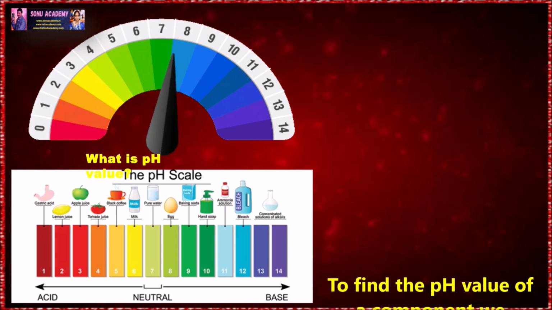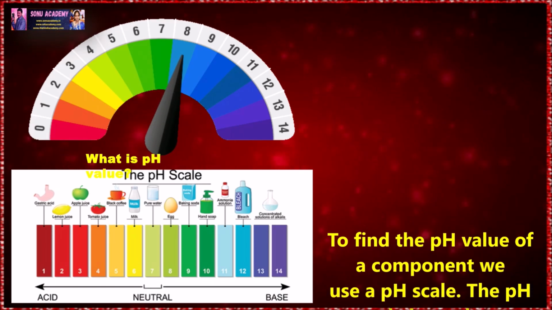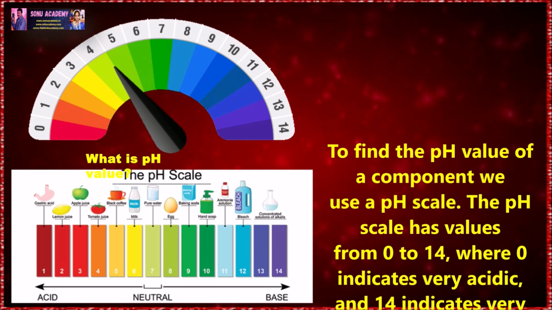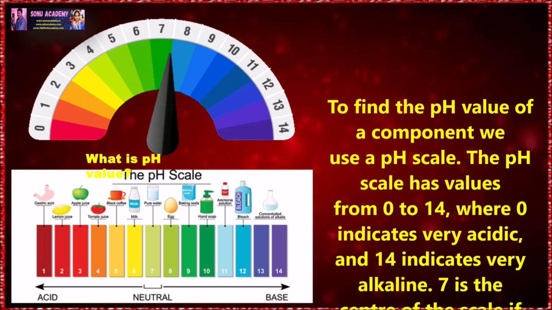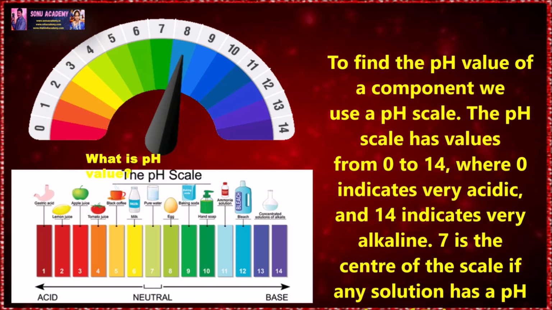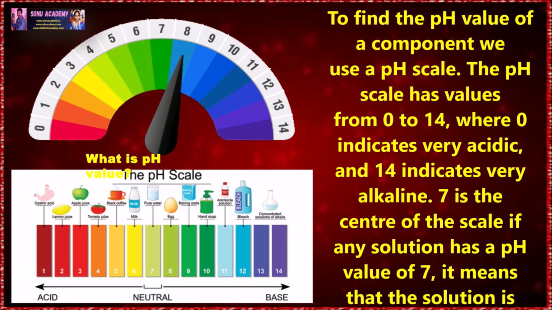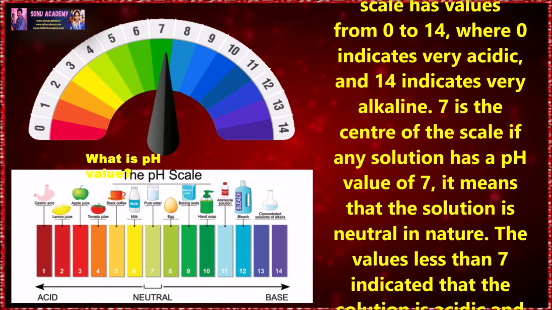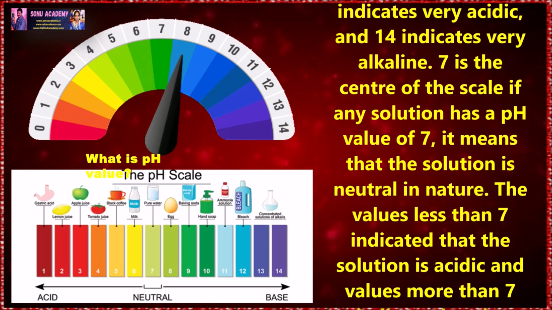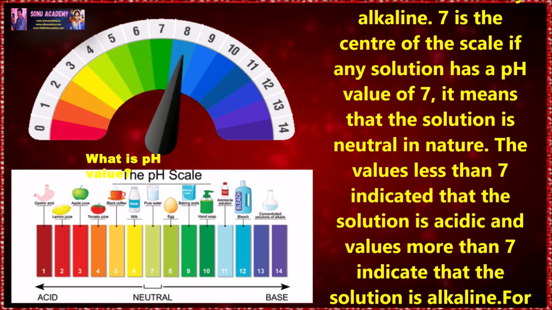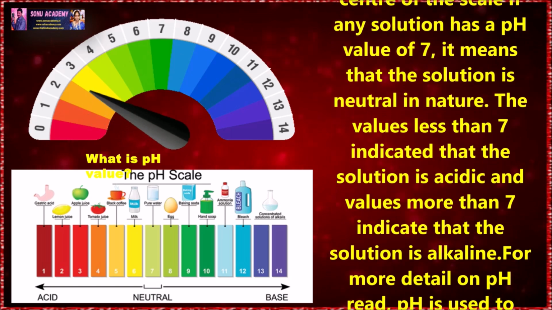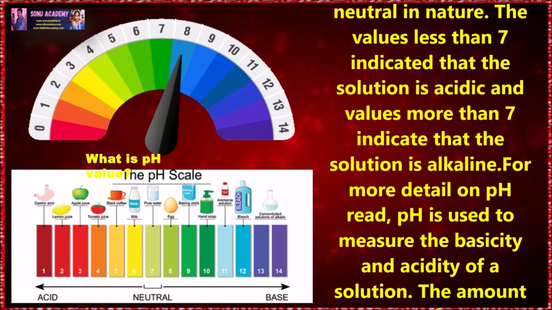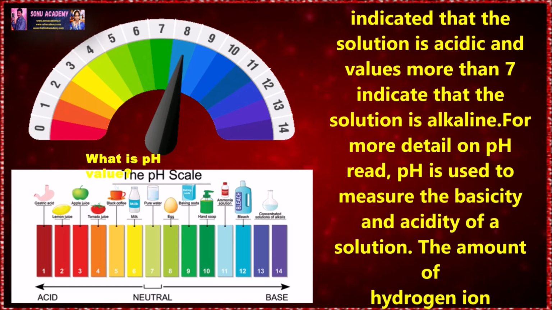Children, let us discuss in detail what is this pH value. To find the pH value of a component, we use a pH scale. The pH scale has values from 0 to 14, where 0 indicates very acidic and 14 indicates very alkaline. 7 is the center of the scale. If any solution has a pH value of 7, it means that the solution is neutral in nature. Values less than 7 indicate that the solution is acidic and values more than 7 indicate that the solution is alkaline.